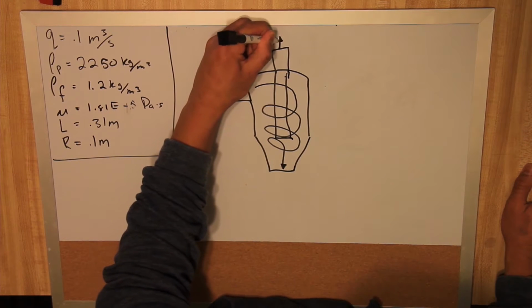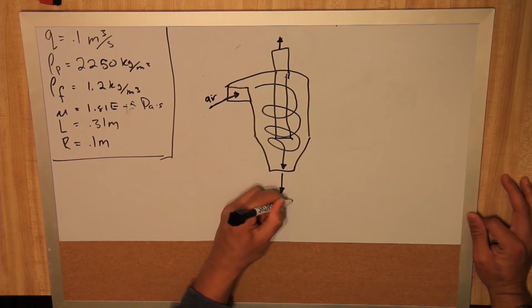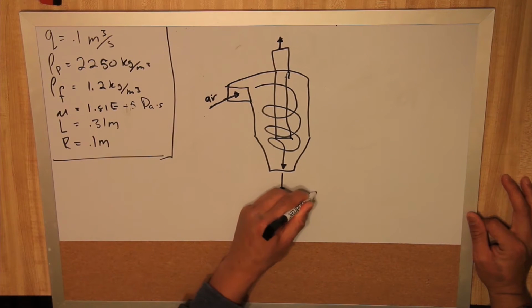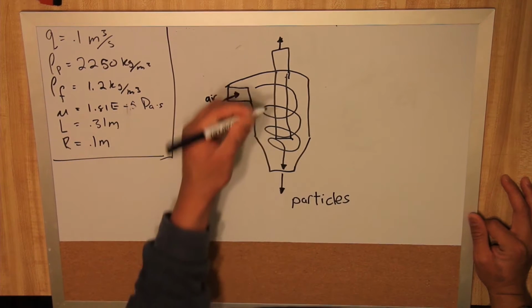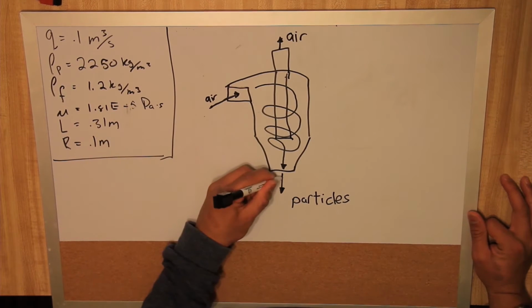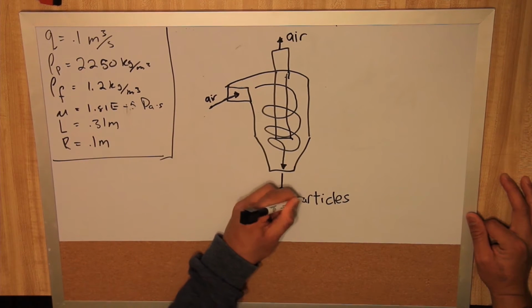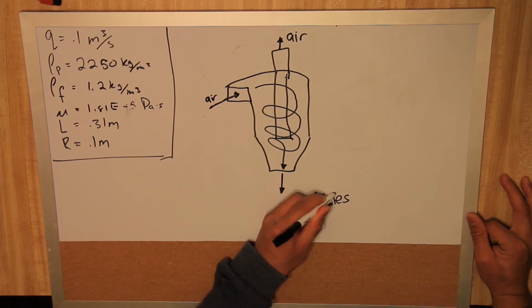In this basic schematic, we can see the heavier particles are falling while the air is rising up. This is the basic principle underlying a cyclone separator.